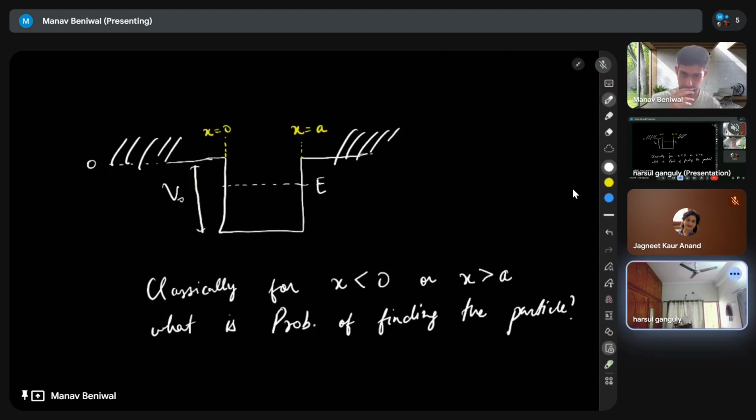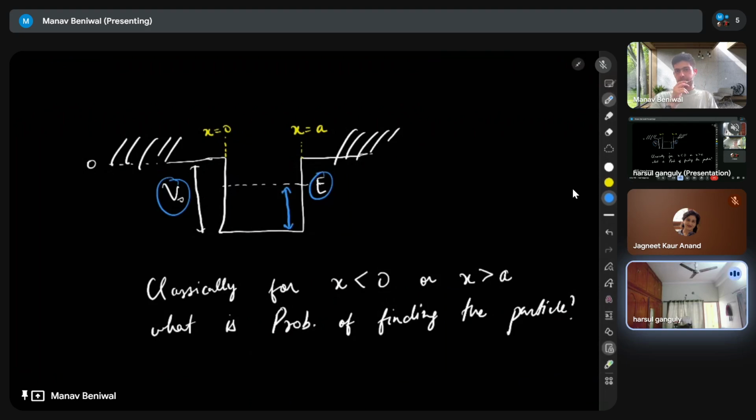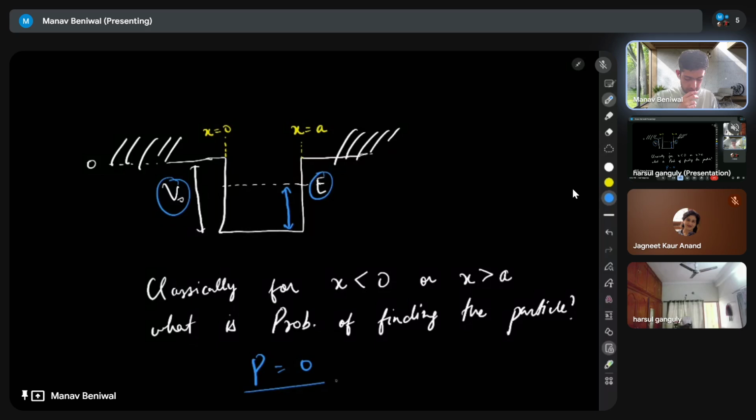Yes, classically meaning that this potential well has this size of V naught, and our particle only has this energy E, so this energy is only this much. Then it won't be found outside that well. Correct. So then P will be 0, and this is only classically true. Quantum mechanically, you can have some finite probability outside.